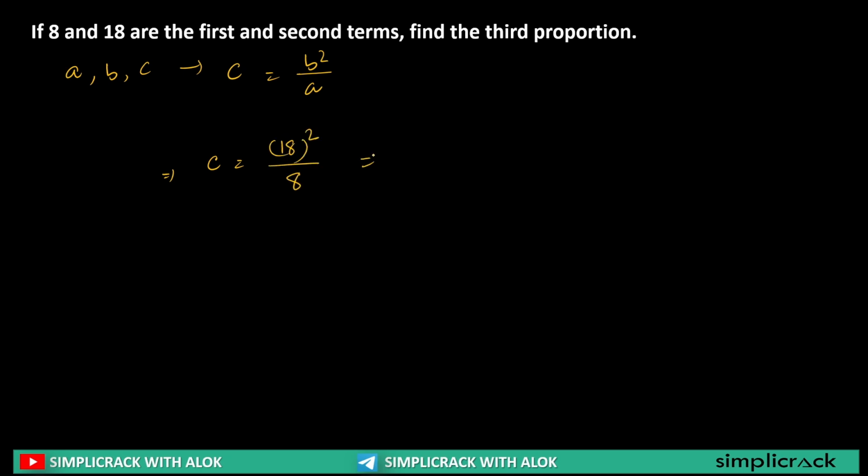Yes, sir, you are right. So 18 square is equal to 324 by 8. Or in order to solve this whole question, you can do it like this: 18 into 18 by 8. Whichever way you find comfortable to solve the question.